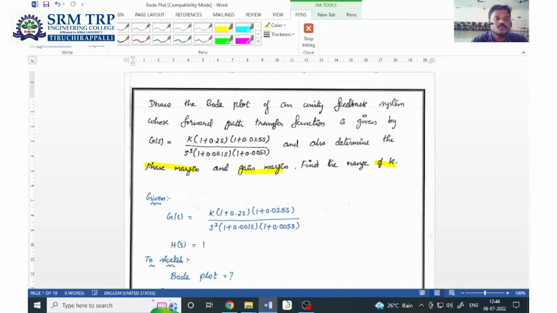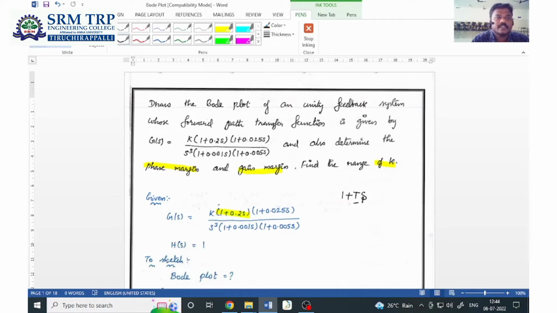The basic thing a student needs to observe is what type of transfer function is given, whether it is in Bode form or not. Here the given transfer function is in Bode form. So what is that Bode form? Always a simple pole or a simple zero will be represented like this, 1 plus Ts, where T is the time constant. If you take a simple zero, this particular term, it is 1 plus 0.2s.